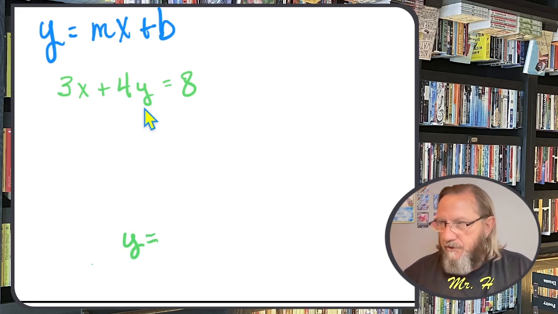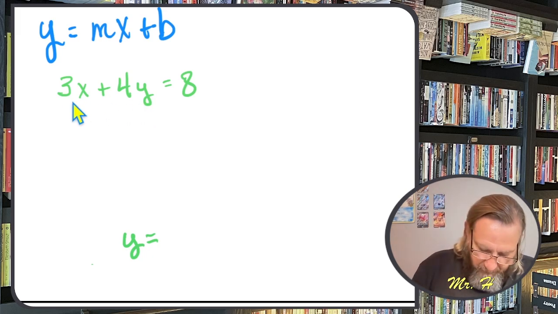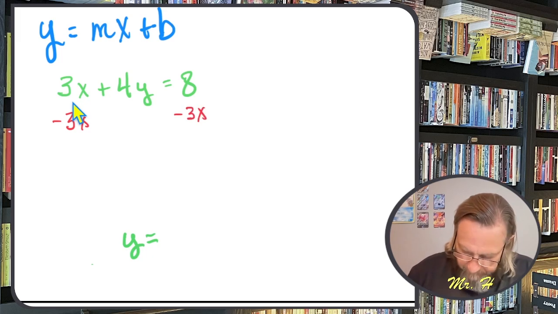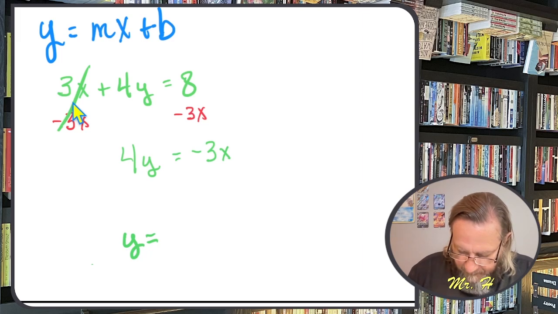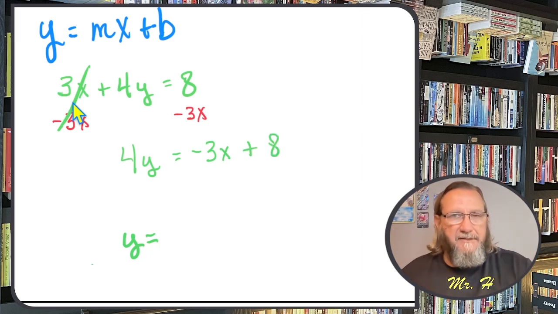We've got to work on it until we have y by itself equal to something. Okay? So we're going to do that. We're going to have to get rid of the 3x. So we're going to go minus 3x, and we've got to do that on both sides. Doing that, those go away. We have 4y equal to negative 3x plus 8. How do I know it's plus 8? It's because it's a positive 8.